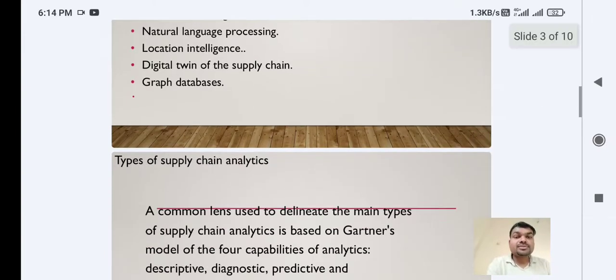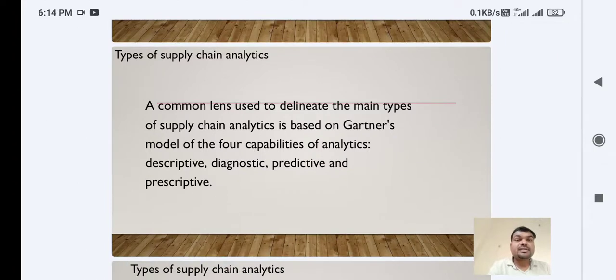So now the next point is types of supply chain analytics. A common lens used to delineate the main types of supply chain analytics is based on Gartner's model of four capabilities of analytics: descriptive, diagnostic, predictive and prescriptive.